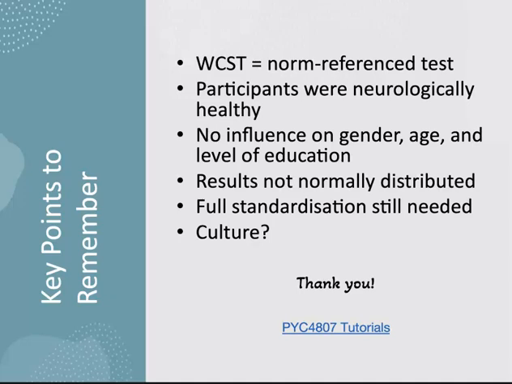Okay, so the key points in the study are that the test is a non-norm referenced test. The sample consisted of neurologically healthy students. Scores showed no effect from age, gender, or education level. Findings also showed that the data was not normally distributed, which affected the interpretation. And the study recommends future research with a larger, more diverse sample. So, right, that's what the paper's all about.